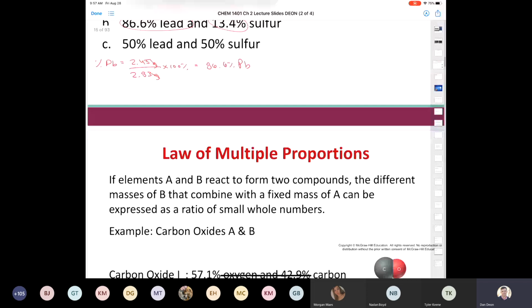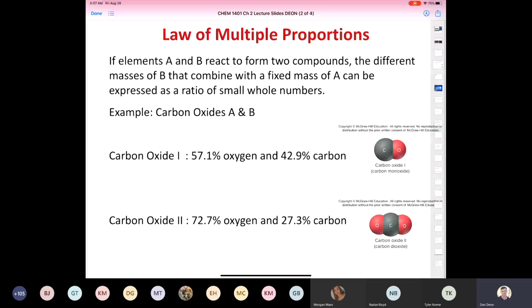All right, I'll take it. Great, good. So let's move on and talk about what's called the law of multiple proportions. I'll go over this law rather quickly because we see it manifested just about every day in chemistry class. You just see it all the time.